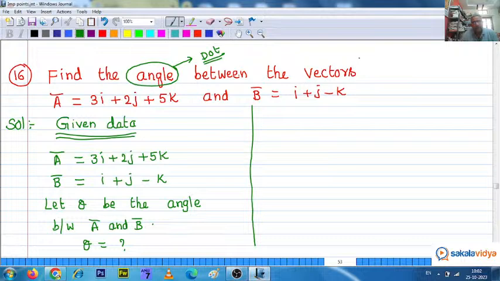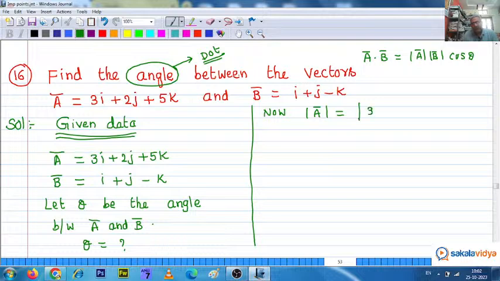For example, you know the dot product A dot B is equal to, what is the formula? Mod A mod B cos theta. So cos theta is equal to A dot B by mod A mod B. First of all we need to find mod A. What is the modulus of A?